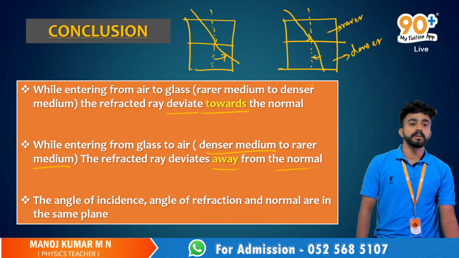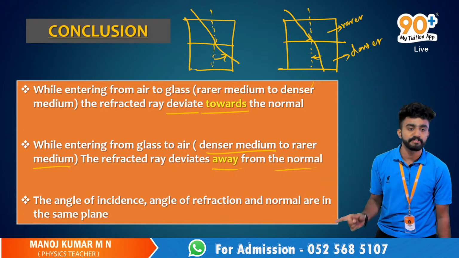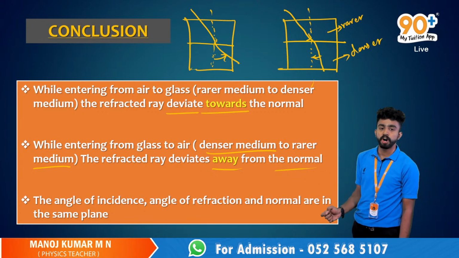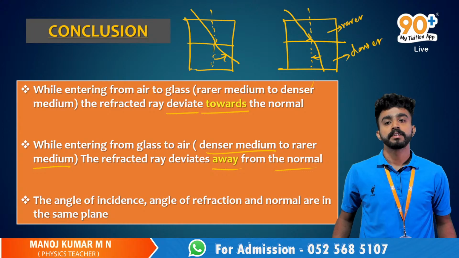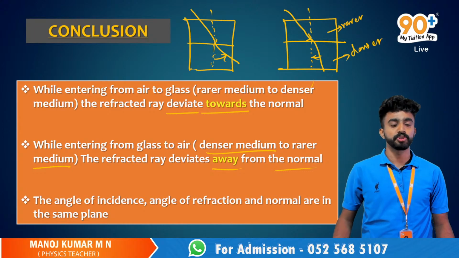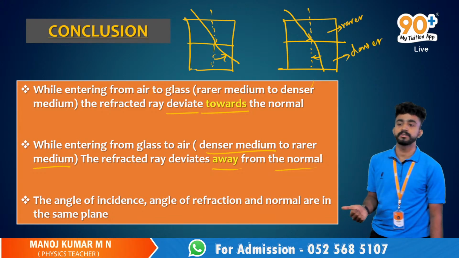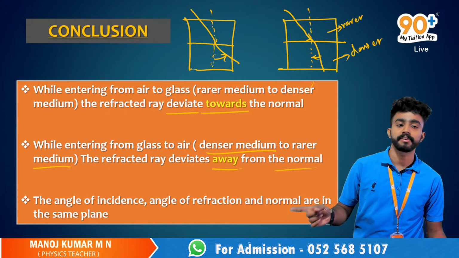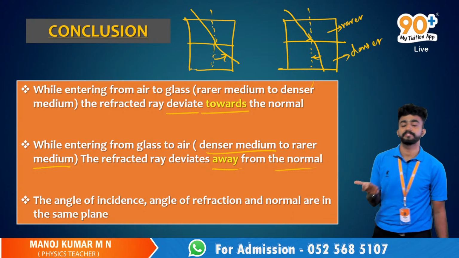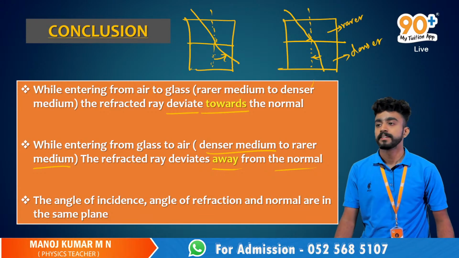One more important thing which you have to remember: the incident ray, the refracted ray and the normal are in the same plane. So this comes under the laws of refraction. You guys can note it down, don't worry. You can write it as a conclusion, or else you can write this down in the laws of refraction. In the case of refraction also, like reflection, we do have laws.